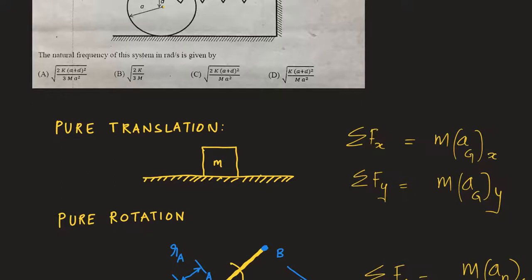For a body undergoing pure translation, the equation of motion is pretty straightforward. So you sum up the forces along the x direction, that is sigma Fx, then that should be equal to the mass of the body times a_Gx. G is the mass center of the object. That's why the subscript capital G, and again x, which denotes the acceleration of the mass center along the x direction.